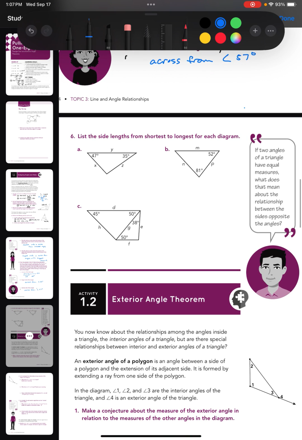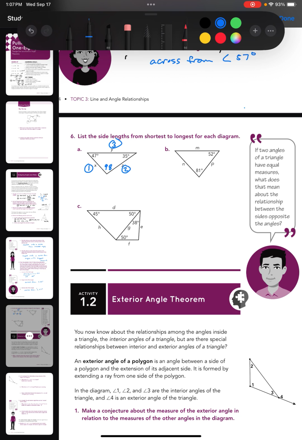So if we take a look at 6 here, if we just want to list the side lengths from shortest to longest, well, if we identify the third angle here, adding to be 180, 47 plus 35, the other angle would need to be 98. So shortest to longest side on that diagram, shortest would be X. Second shortest would be Z, and then here's our longest side across from 98.